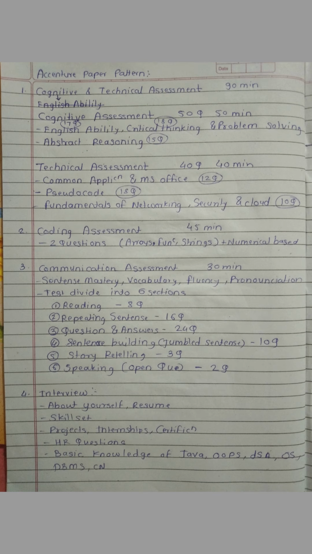Then round 2 will be the coding assessment. After the first round, you have to wait for the next round. If you are eligible in round 1, you will get the link and the coding assessment will open automatically. There are two coding questions, based on numerical, array, simple function or string problems. These are some basic coding questions. You have to attempt both in 45 minutes. A total of 45 minutes is given for the coding assessment.